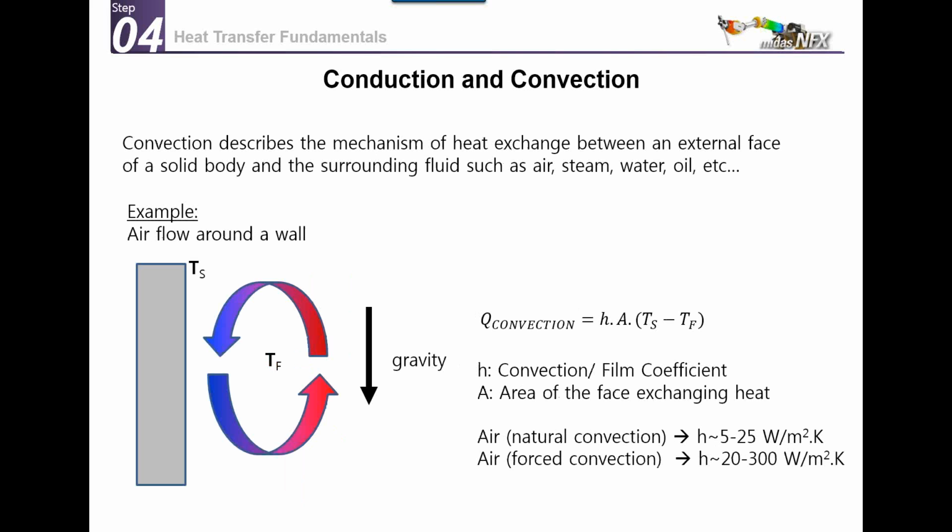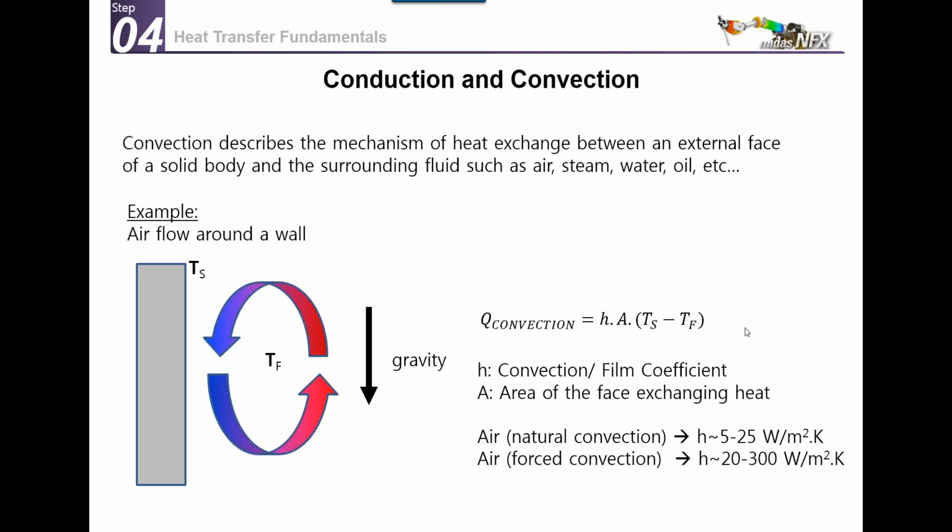Now, what about convection? Convection describes the mechanism of heat exchange between the external phase of a solid and the surrounding air or fluid. It can be air, steam, water, oil, etc. You have an example here, the airflow along the wall. The hot air is going up and the cool air is going down, due to gravity. So convection is linked with gravity.